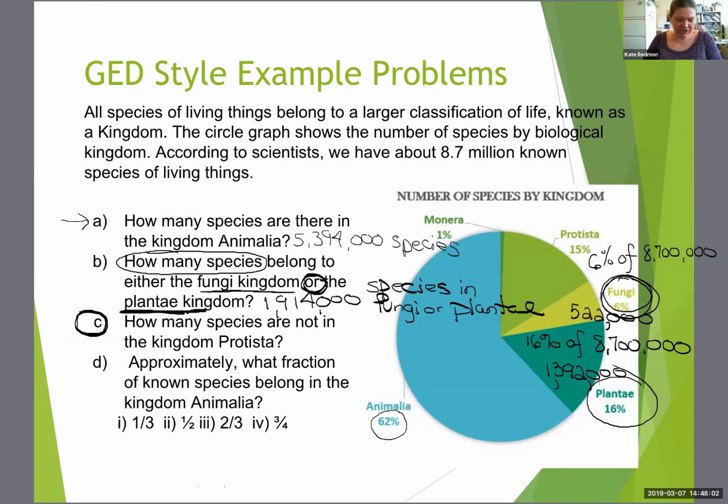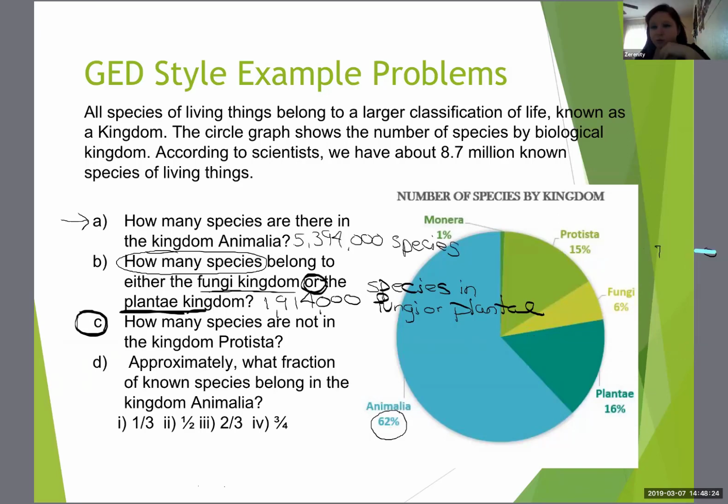How many species are not in the kingdom Protista? That's a weird question. How many species are not in the kingdom Protista? What am I saying here? So they're asking for what's only in the amount of the population that's not included in the species? I'm not sure. Yeah. Me neither. I just don't understand that one. Yeah, it's confusing, isn't it?